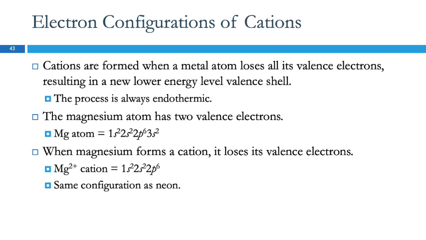For cations, cations are formed when the metal atom loses its valence electrons. The process is always endothermic. These electrons don't just fall off. You have to pry them off. You have to put energy in to get them off. Here's magnesium. Magnesium has 2 valence electrons: 1s2, 2s2, 2p6, 3s2. So when you take those guys off, what's left underneath is this full shell of 8.